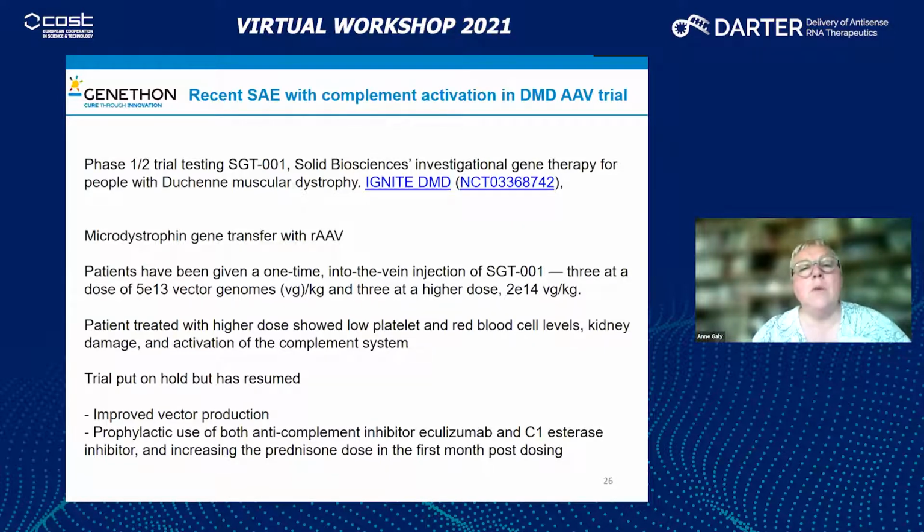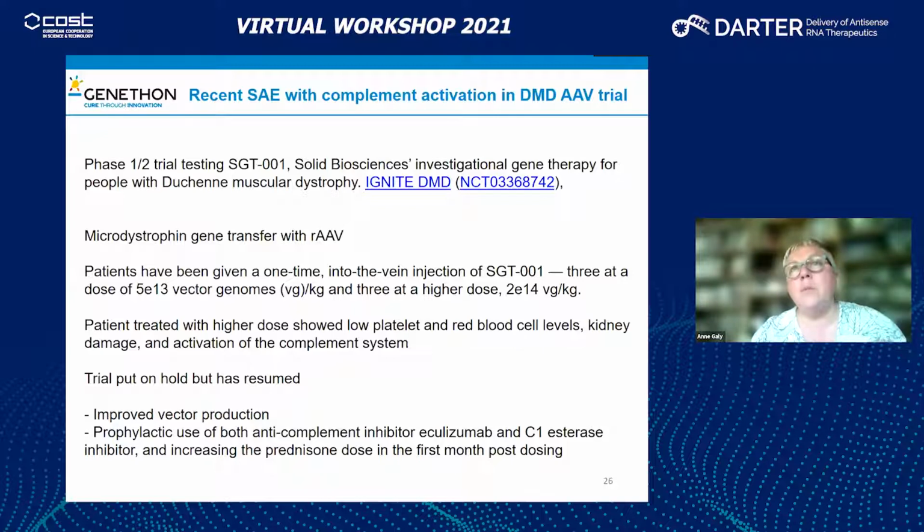So for instance, one of the trials in Duchenne muscular dystrophy by Solid Biosciences was an AAV systemic delivery for a microdystrophin gene transfer. They treated their first patient in a dose escalation trial, but when they reached the high dose in some of the patients, they observed severe effects with low platelet count, red blood cell reduction, and some symptoms that demonstrated, in fact, a very strong activation of the complement system.